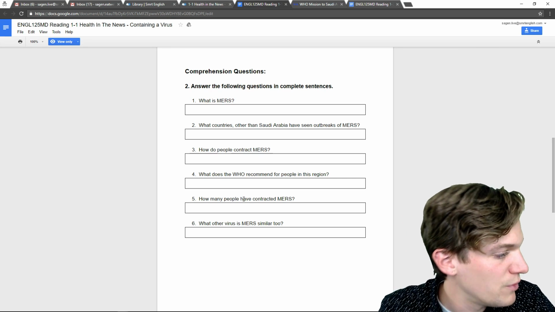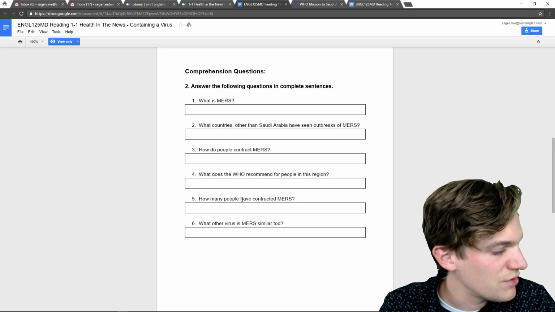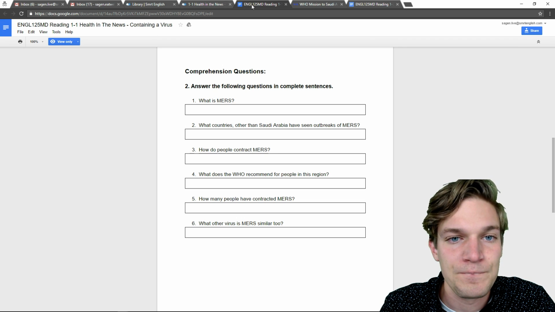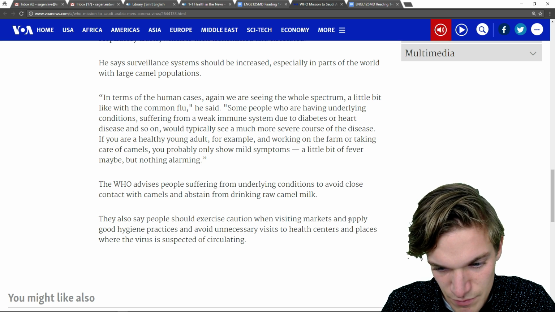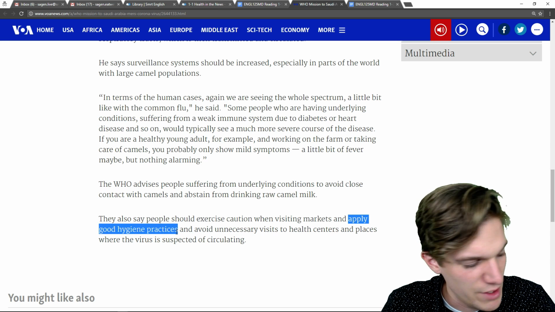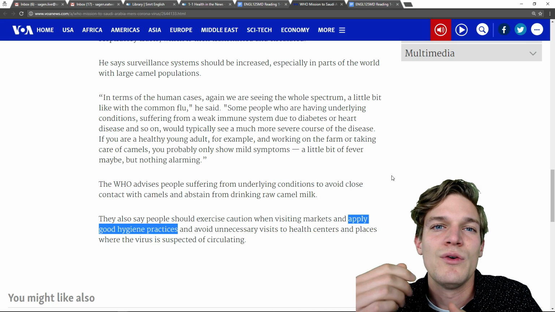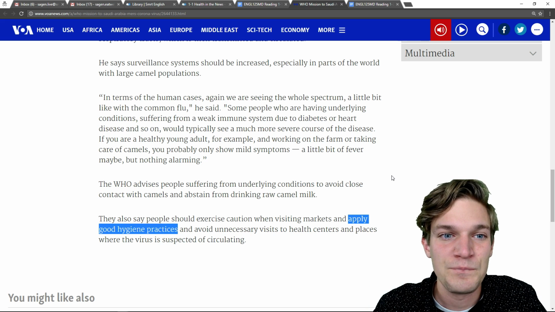It looks like before that, though, we have a question from Ilias. He asks us, what does apply good hygiene practice mean? Let's open that back up here. Make sure to apply good hygiene practices. So hygiene refers to washing your hands, brushing your teeth, bathing, making sure you're healthy and clean.